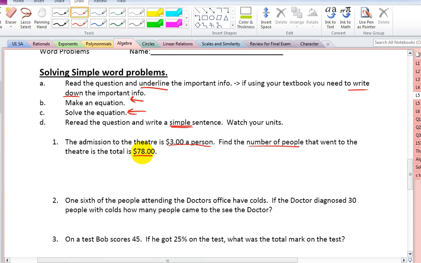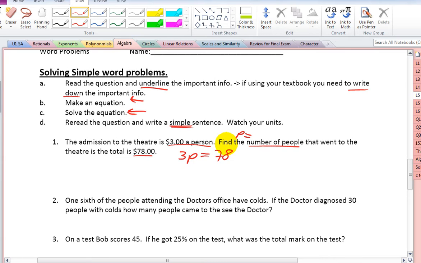So it usually says in the question what you're trying to find. Find the number of people. So let's say P equals the number of people. It's $3 a person. The total is $78. So what's the equation? 78 divided by... No. 3 times the number of people equals $78.